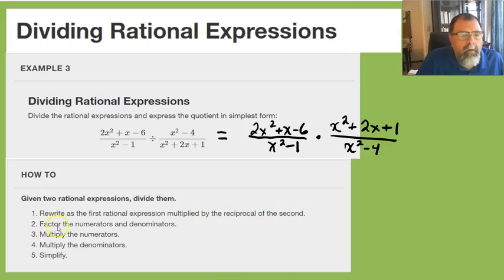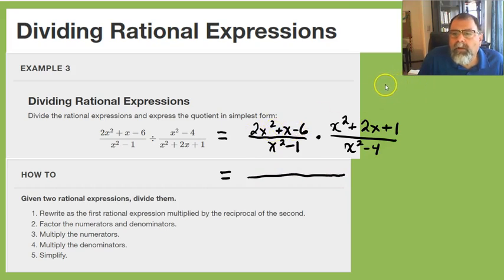Okay, now we're going to factor everything. And now it's basically a multiplication problem. So again, I'm going to do all three of these steps together. So I will factor and put it as one big giant fraction bar. Let's see, factors of 12 that subtract to 1.